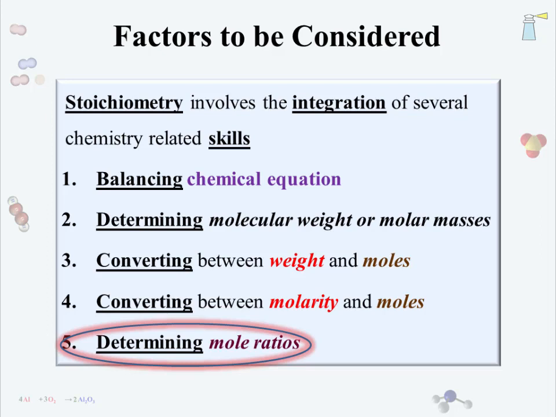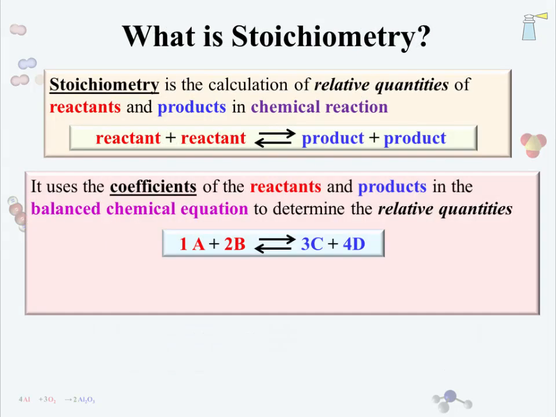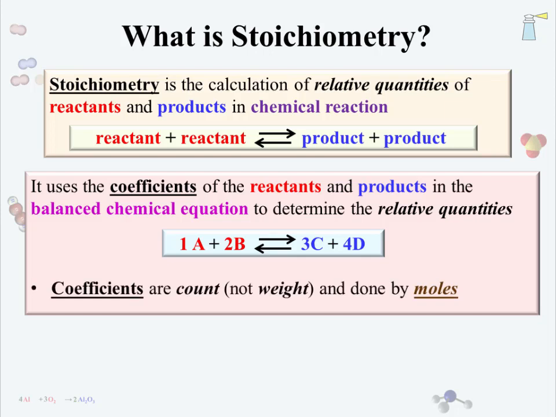To understand the mole ratio, we return to the definition of stoichiometry. Stoichiometry uses the coefficients of the reactants and products in the balanced chemical equation to determine the relative quantities. This equation with numbers and letters is just a stand-in for balanced chemical equations in general. Remember, coefficients are the count of the substance, not the weight, and is done by moles, so coefficients give the numerical relationship between all species in the reaction.